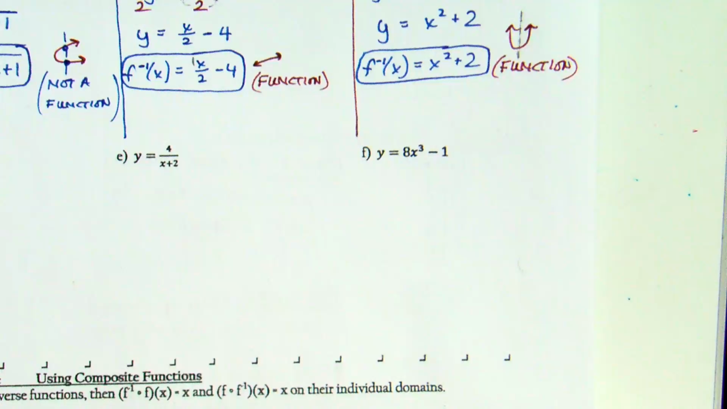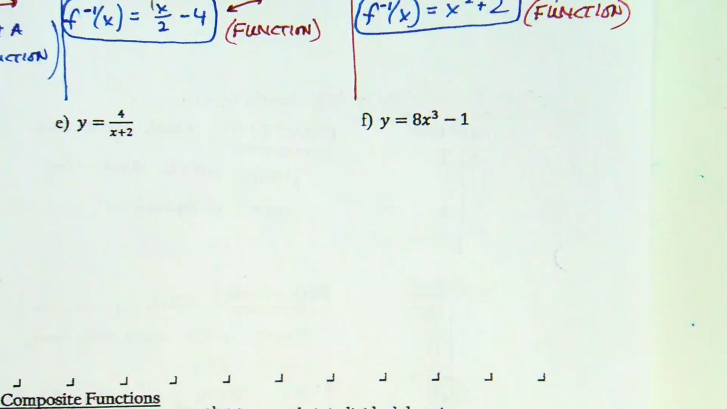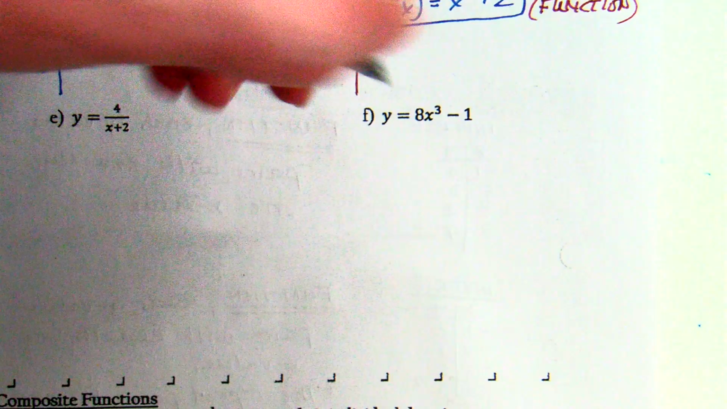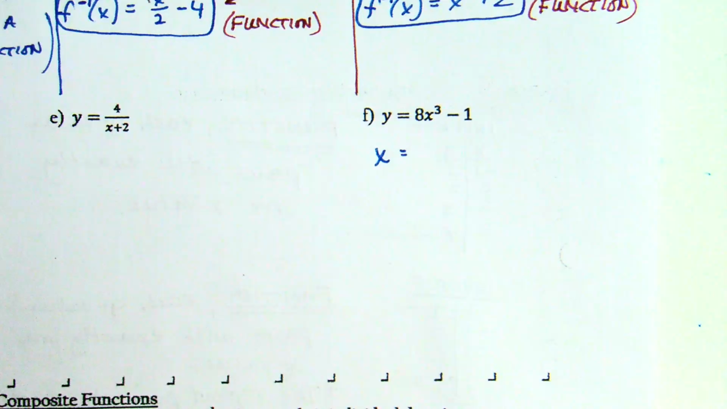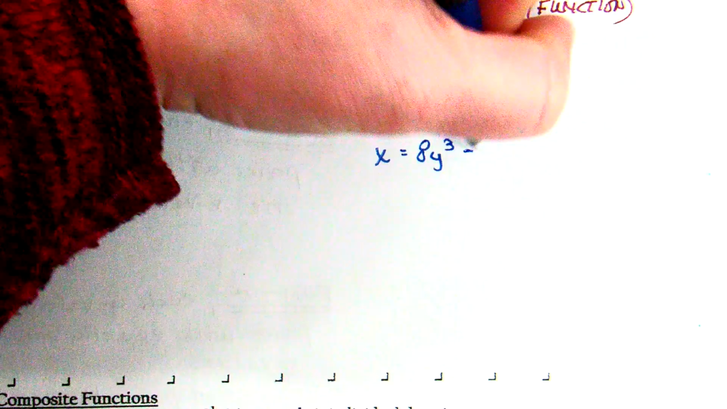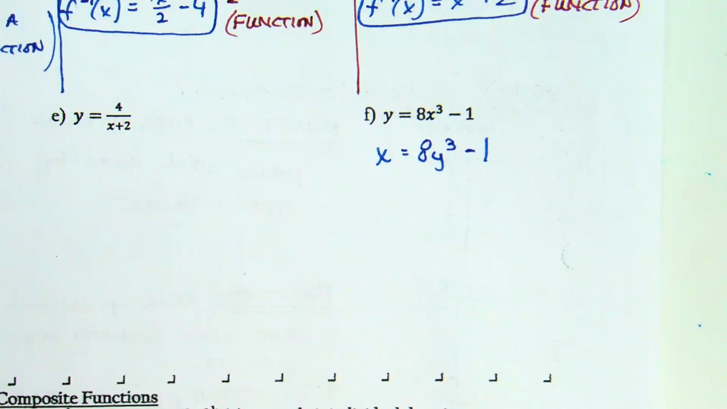Let's see. I'll just zoom in on F. Okay. Steps have not changed. Step 1. Switch. So instead of y equals, I'm going to say x equals. Instead of 8x cubed, I'm going to say 8y cubed. And then minus 1.